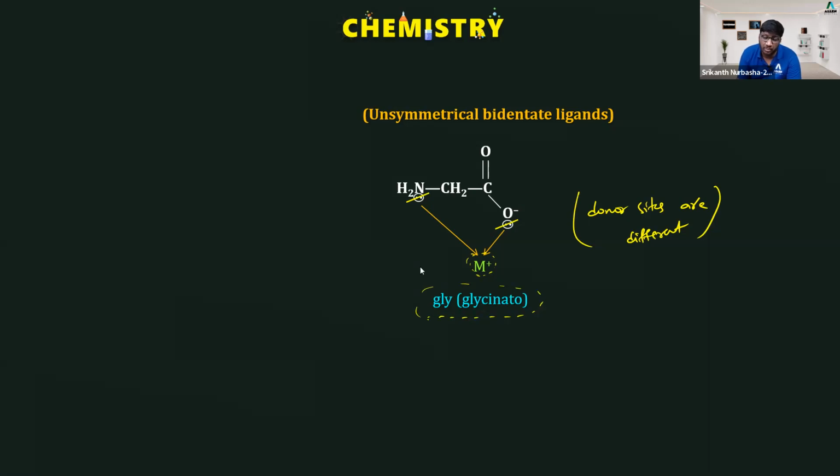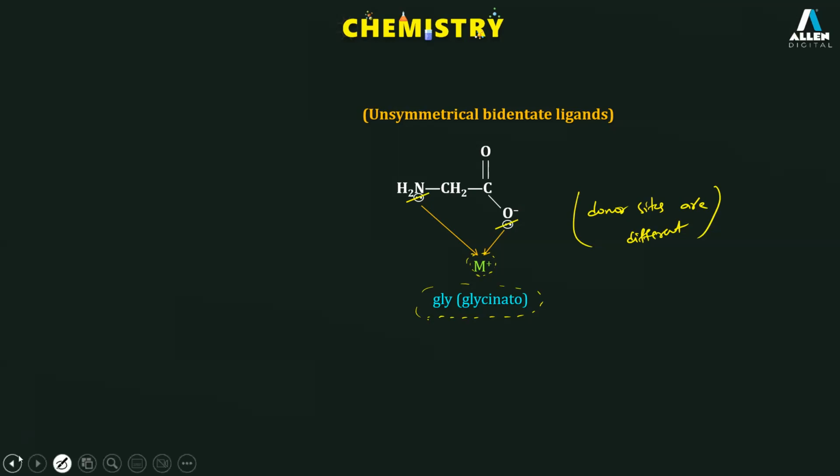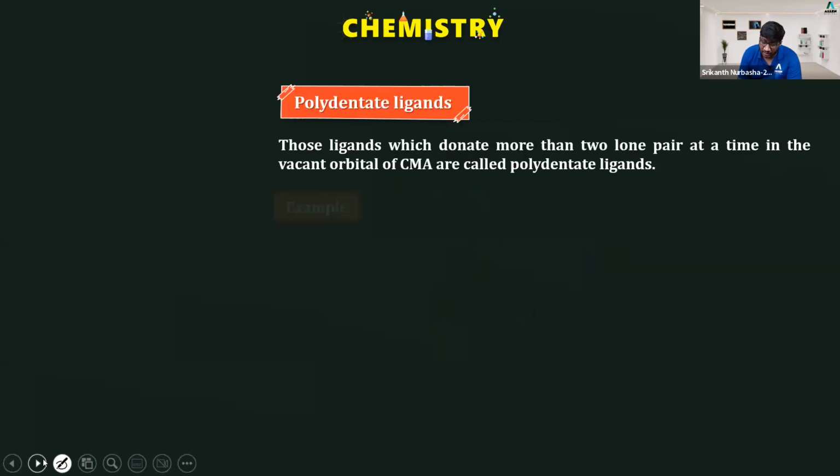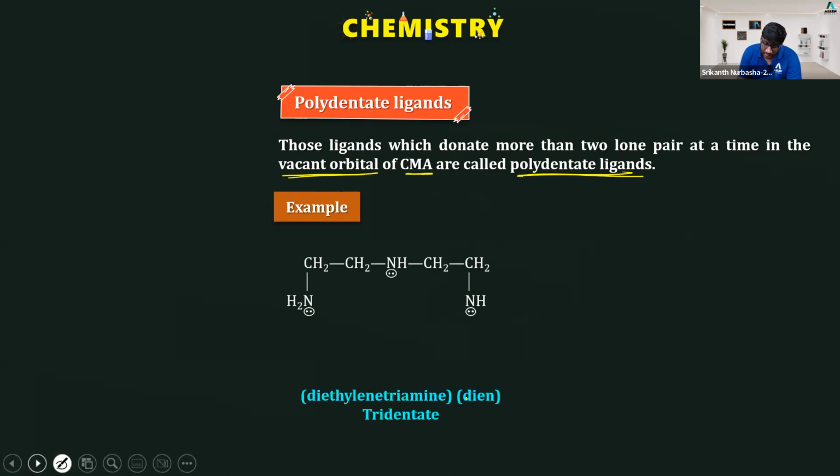And can you list out any polydentate ligands? Bidentate we have seen. Monodentate we have seen. Ethylene diamine, EDTA. Yes or no? The polydentate, we have more than 2 donated. Those ligands which donate more than 2 lone pairs at the same time in the vacant orbital of the central metal atom are said to be polydentate ligands. Examples: diethylene triamine, EDTA is also an example.